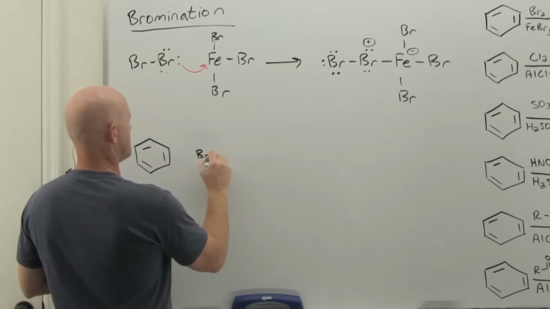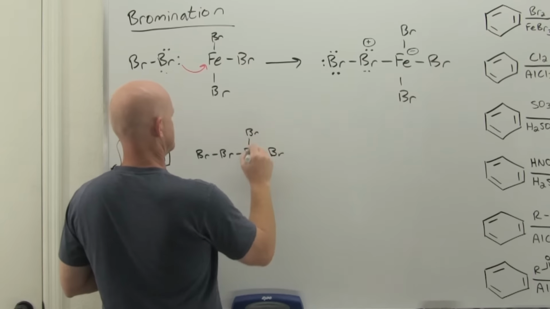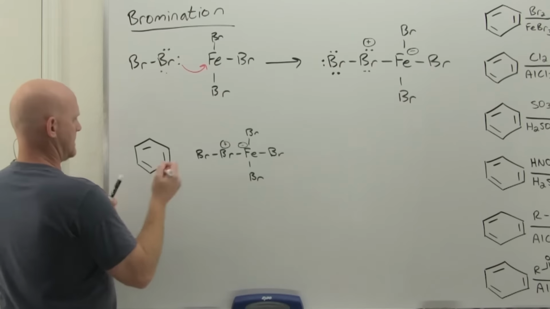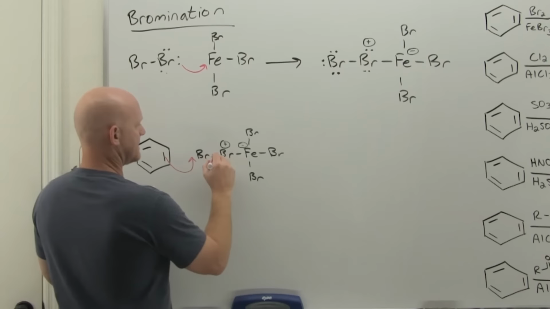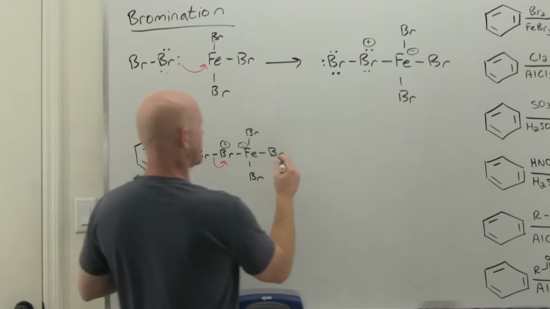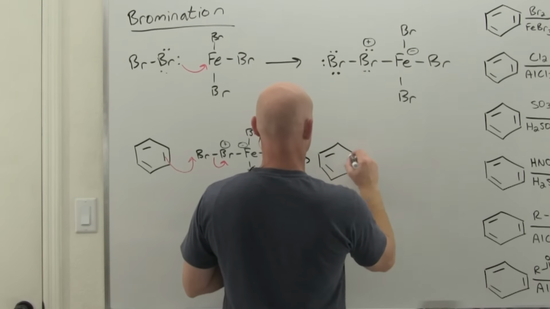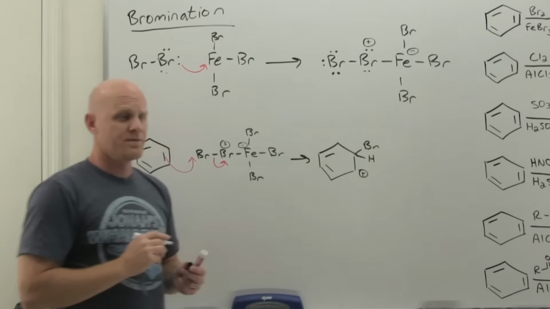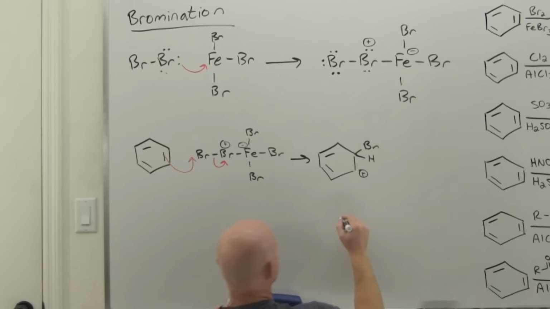And so now benzene is going to come and attack that, again, outermost bromine. So the bond to the other bromine breaks, and now we've attached and formed our carbocation. We've got our resonance stabilized carbocation formed. We've also got FeBr4 that will be in there as well.